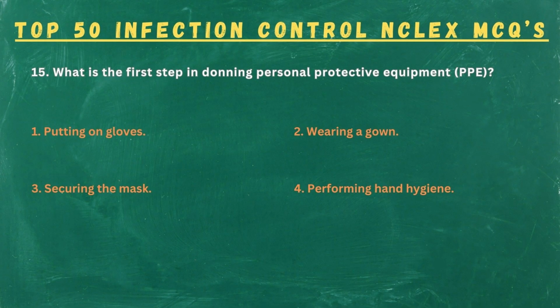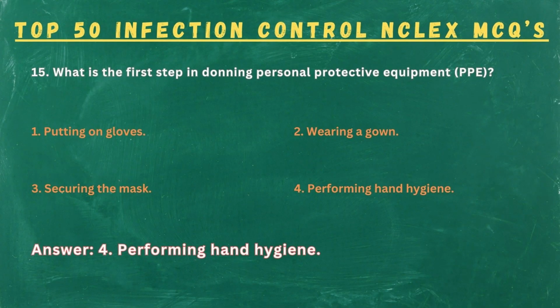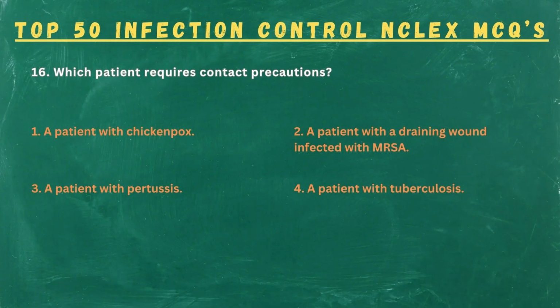15. What is the first step in donning personal protective equipment, PPE? 1. Putting on gloves. 2. Wearing a gown. 3. Securing the mask. 4. Performing hand hygiene. Answer: 4. Performing hand hygiene.